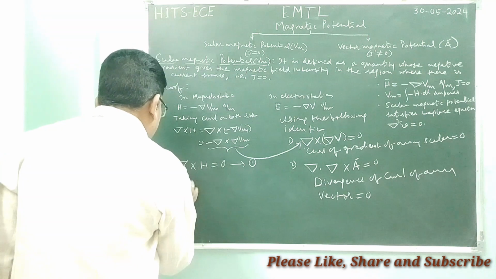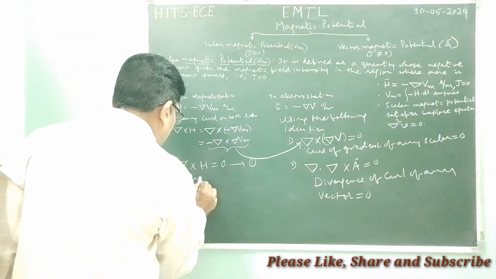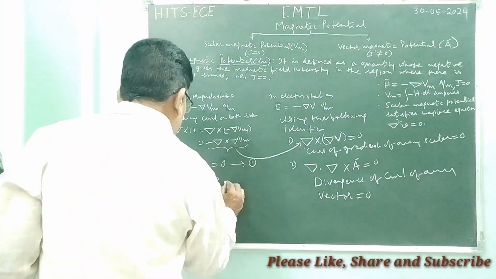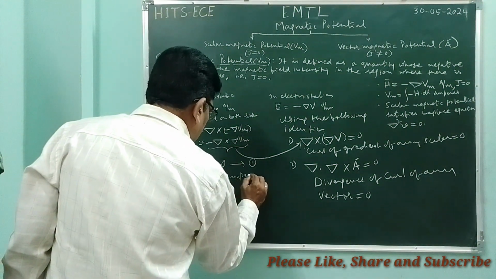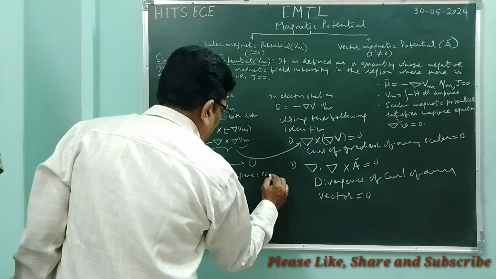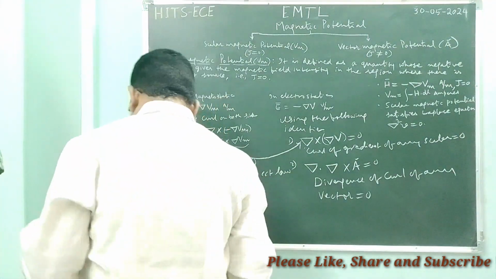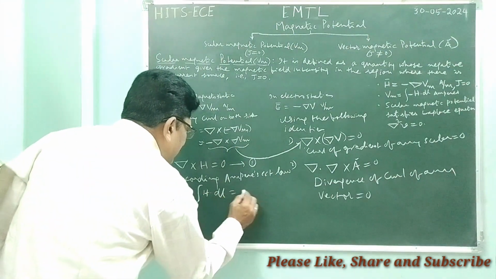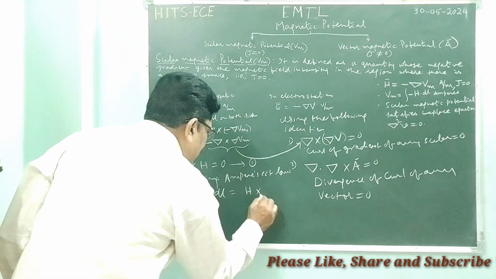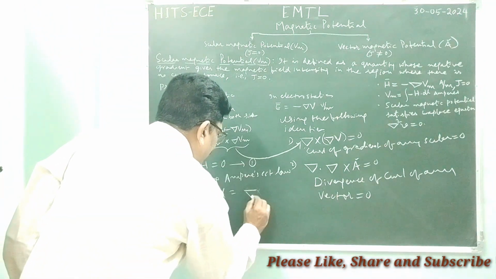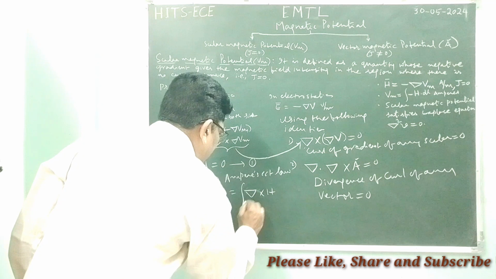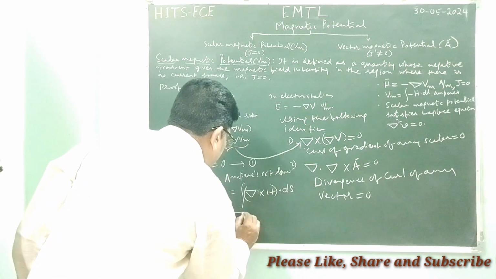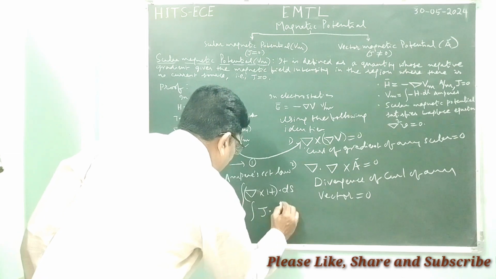Now according to Ampere's circuit law, the integral of H dot dl is equal to the integral of del cross H dot ds, which is equal to the integral of J dot ds.